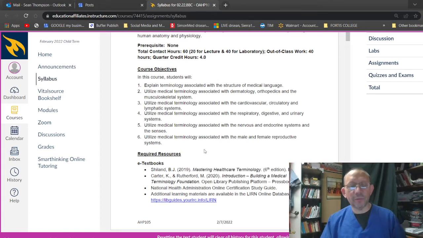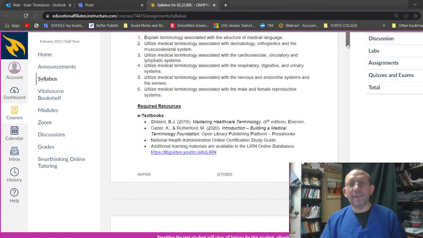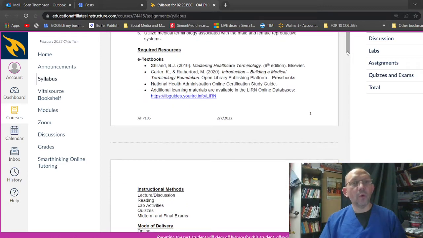Okay, utilize medical terminology associated with the male and female reproductive systems. That's kind of the end of it all, and that's going to be becoming pregnant and all that kind of stuff, making kids. Required textbooks.